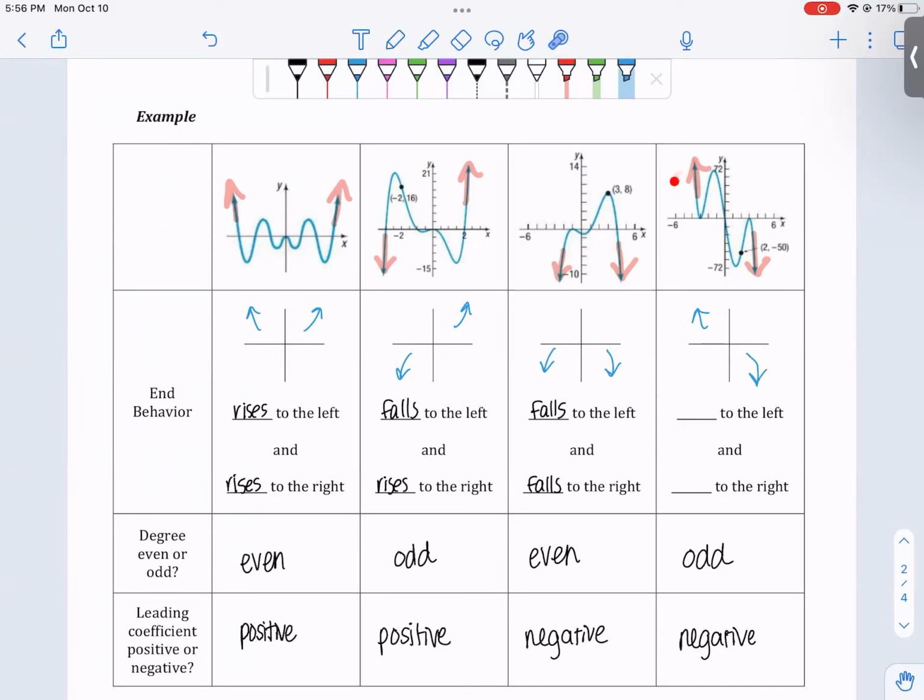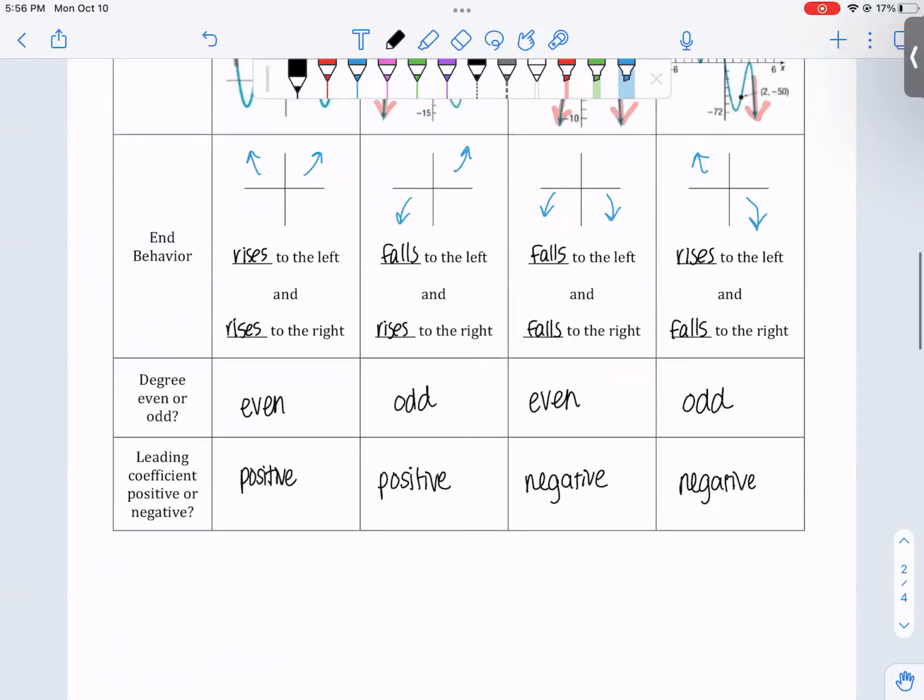So it goes up as it goes to the left. It goes down as it goes to the right. So it rises to the left. It falls to the right. And that's that.